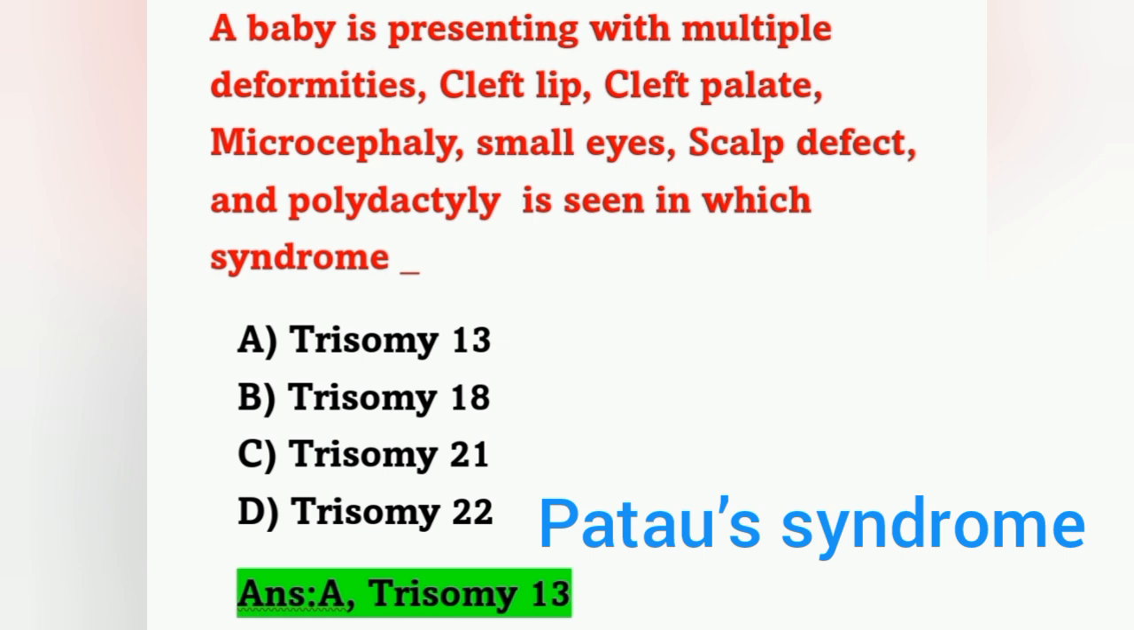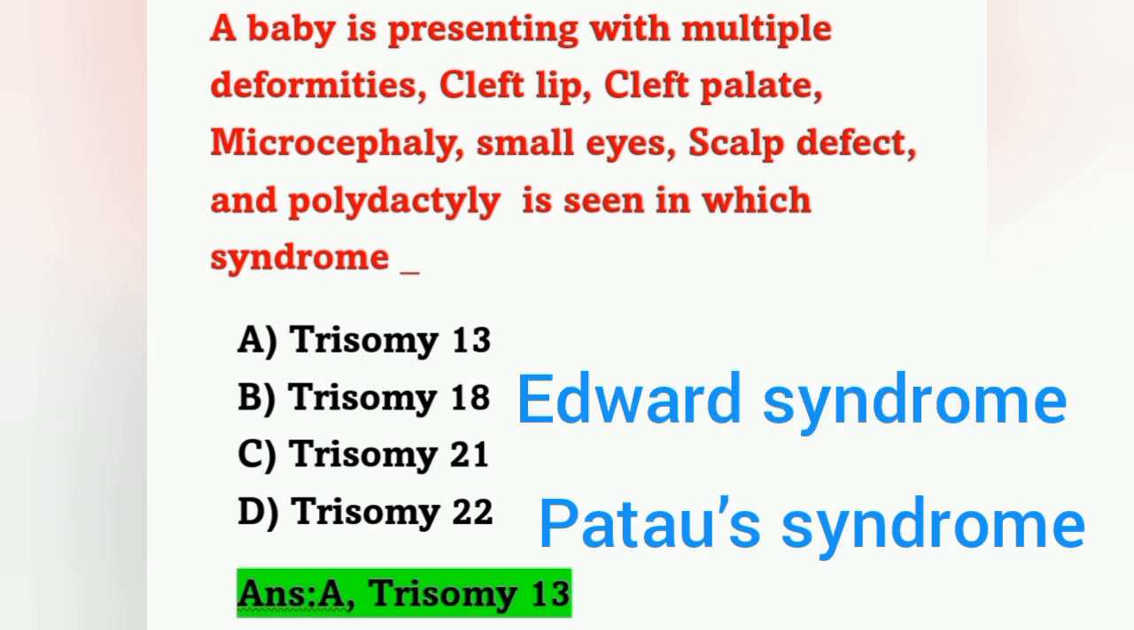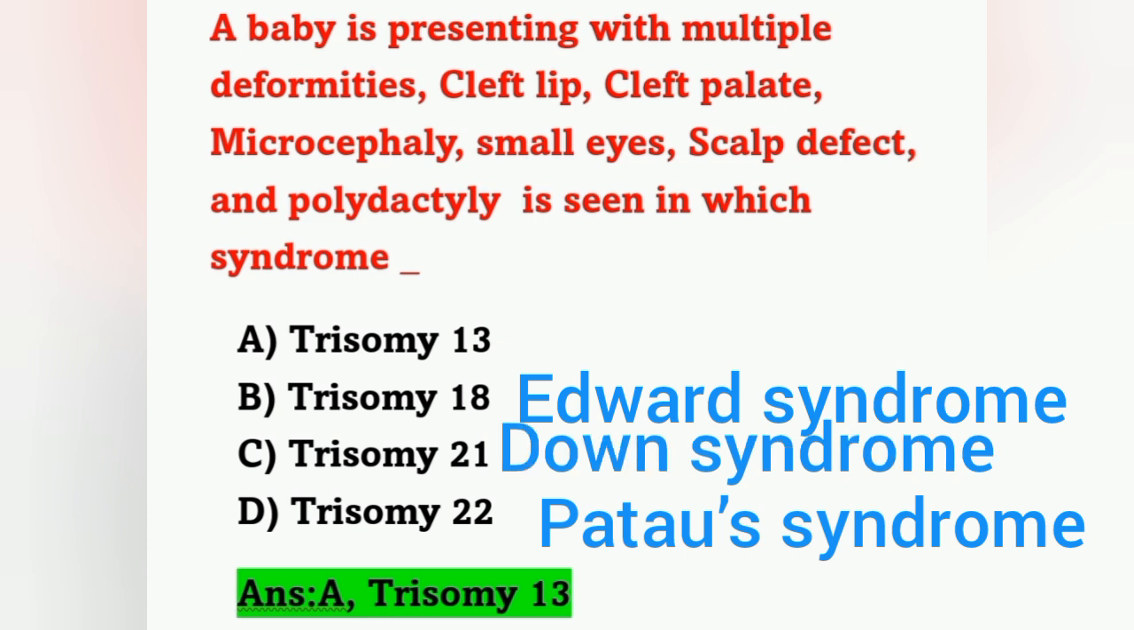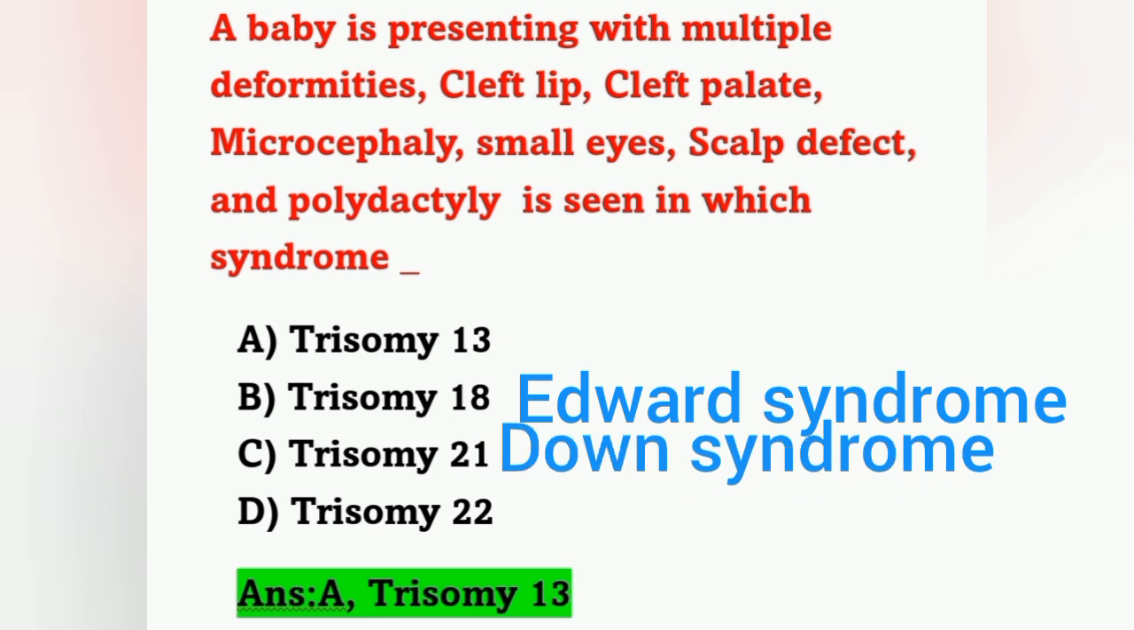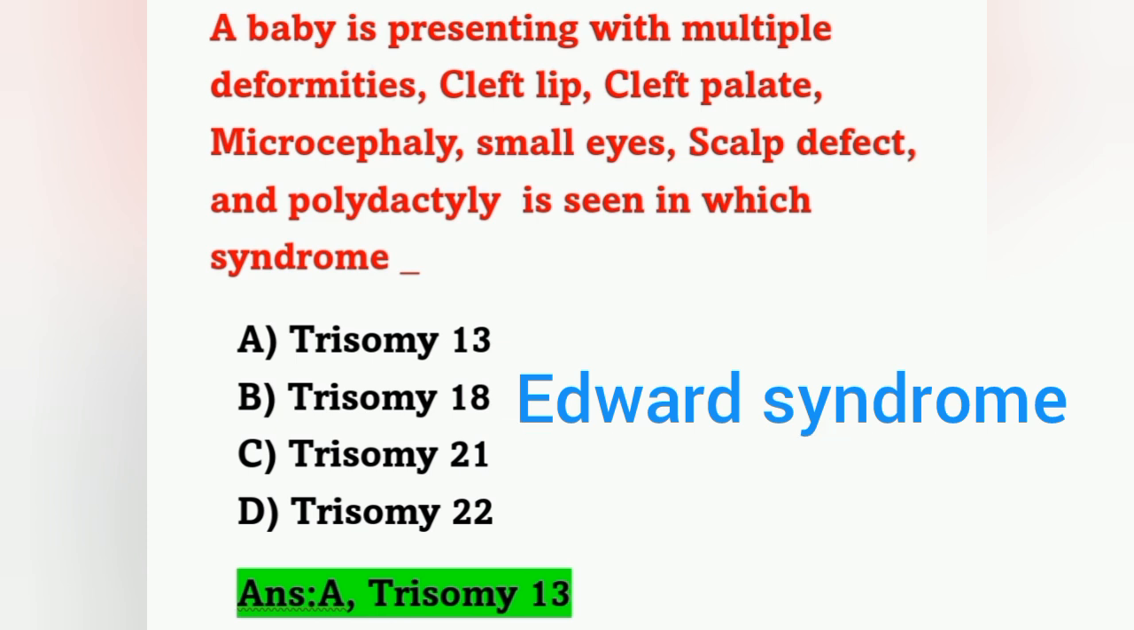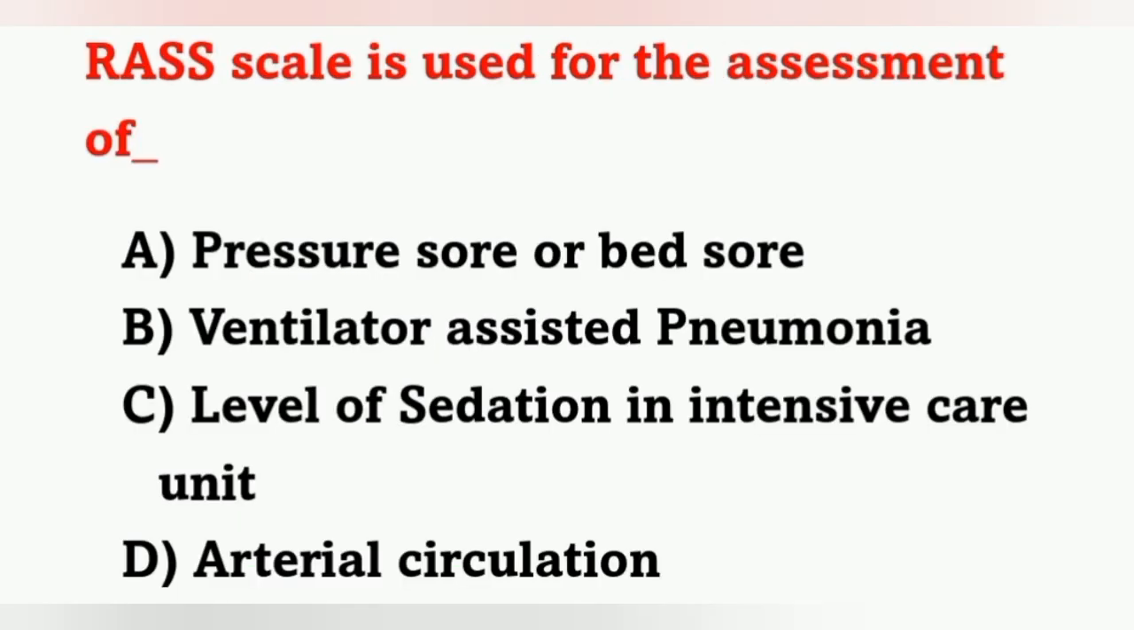Trisomy 13 is also known as Patau syndrome. Trisomy 18 is known as Edward syndrome and trisomy 21 is Down syndrome. Trisomy 13 is Patau syndrome. Move on to the next question.